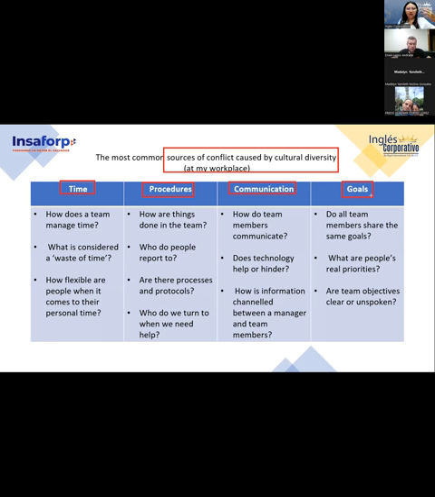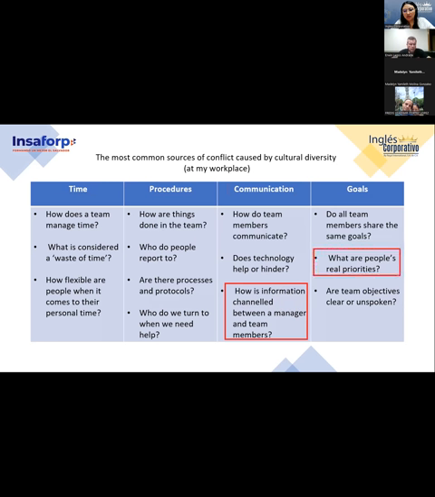En mi caso, esos son los aspectos que generan conflict, you know, because my co-workers, they really like to waste time. They do not have clear procedures or processes or protocols, communications, because the information is not channeled between the manager and the team members. And because my coworkers do not have real priorities, or because the objectives are not clear.